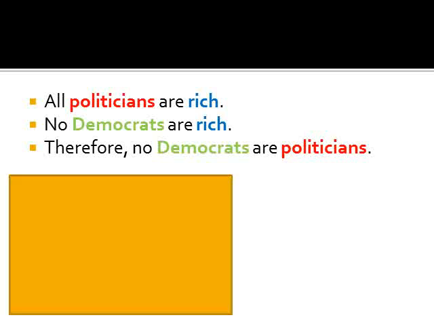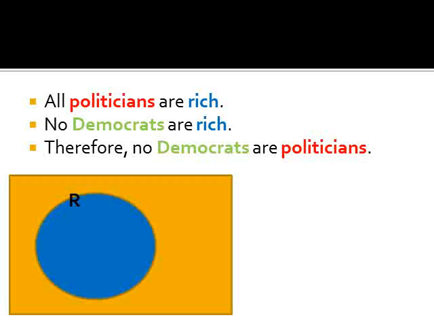Again, a diagram could be helpful. So here's the whole world, and then we're going to draw the rich people in blue. That circle is all the rich people, and then the politicians. All politicians are rich, so we have to put the politicians inside the rich circle. Then I draw no Democrats are rich. I'm going to draw the Democrats. I have to draw them outside of the rich circle. So the Democrats end up over there.